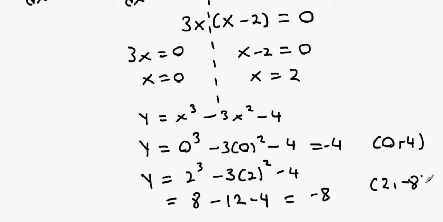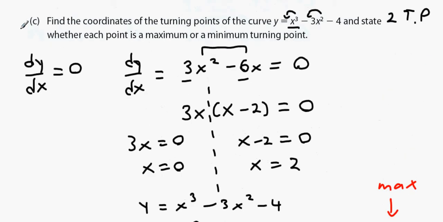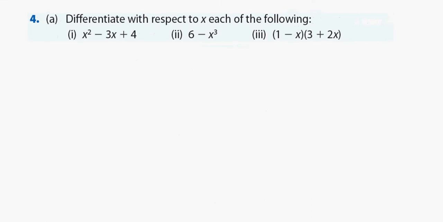Now what you're going to need to know is which one of these has the lower y value. The y value is the value on the right. This one has minus 4, this one has minus 8. Therefore, minus 8 is smaller than minus 4. This point is the minimum point, and this one here is the maximum. Okay, reasonably standard question, okay? Now we move on to the next question.